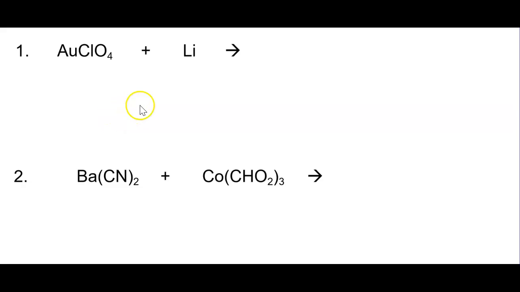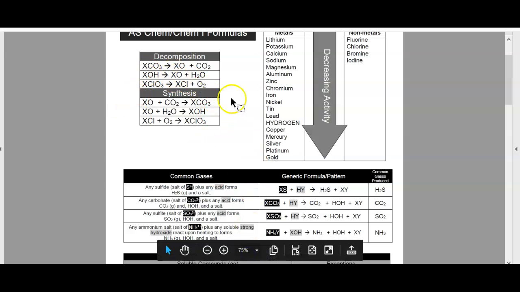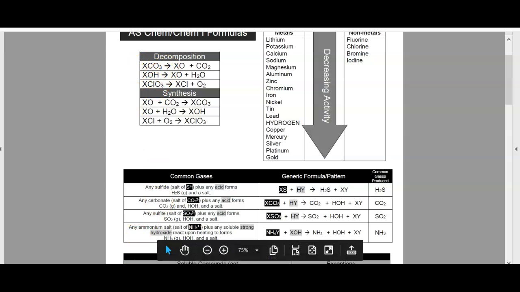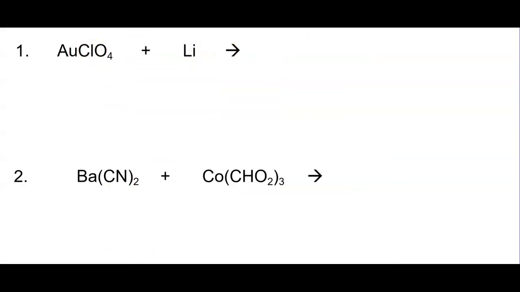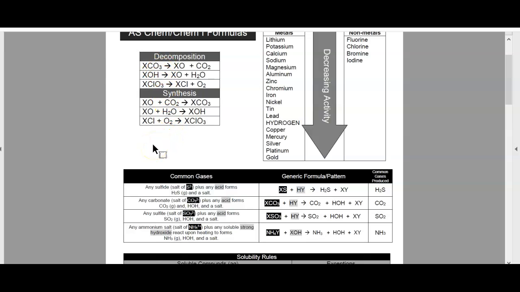Okay, looking at number 1, remember that for every single problem that we start, we're going to start looking at this box first. So if there's two things before the arrow, you'd check the synthesis list. If there's one thing before the arrow, you would check the decomposition list. So there are two things before the arrow, so we're going to check the synthesis list. We already know that it cannot be a decomp because there's only one thing in front of the arrow for a decomp.